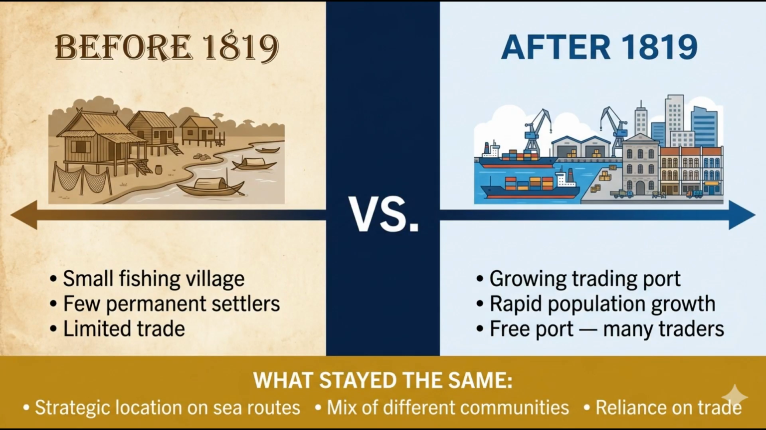Here is a concrete way to see this. Before 1819, Singapore was a small fishing village with very few permanent settlers and limited trade. After 1819, it became a growing trading port with rapid population growth and a free port policy that attracted merchants from across the region. That is the change. But look at what stayed the same. Singapore's location on the major sea routes did not change. That was the very reason Raffles chose it. The mix of different communities in Singapore did not disappear. It grew. And the island's reliance on trade as its core economic activity continued. It just scaled up massively.